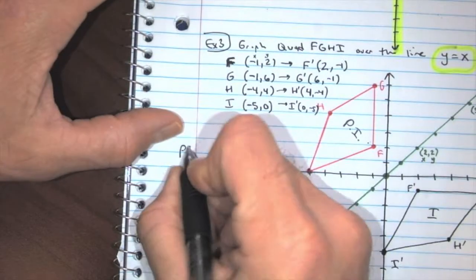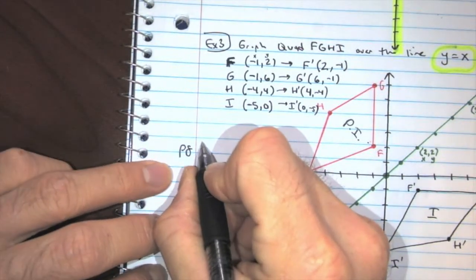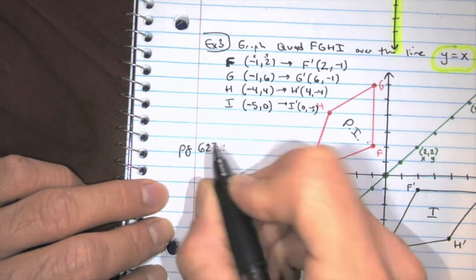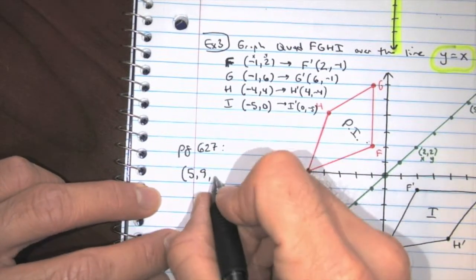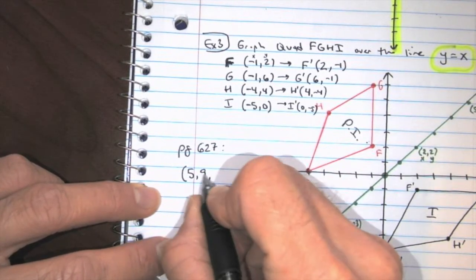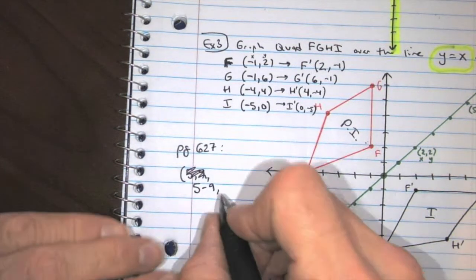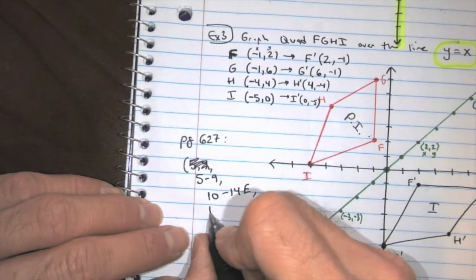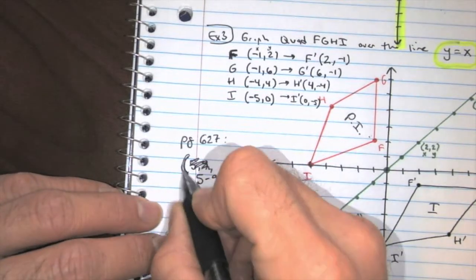Alright, folks, here we go. Page, I'm done. Where's my homework? What did I want to give you guys? It's a shorter assignment. 627. If you need short math assignments, I got them for you. I'm starting to realize I gotta cut out more problems and only give you the bare essentials. Let's go 5 through 9, not 5 and 9. 5 through 9, 10 through 14 even, and 18 to 22 even.